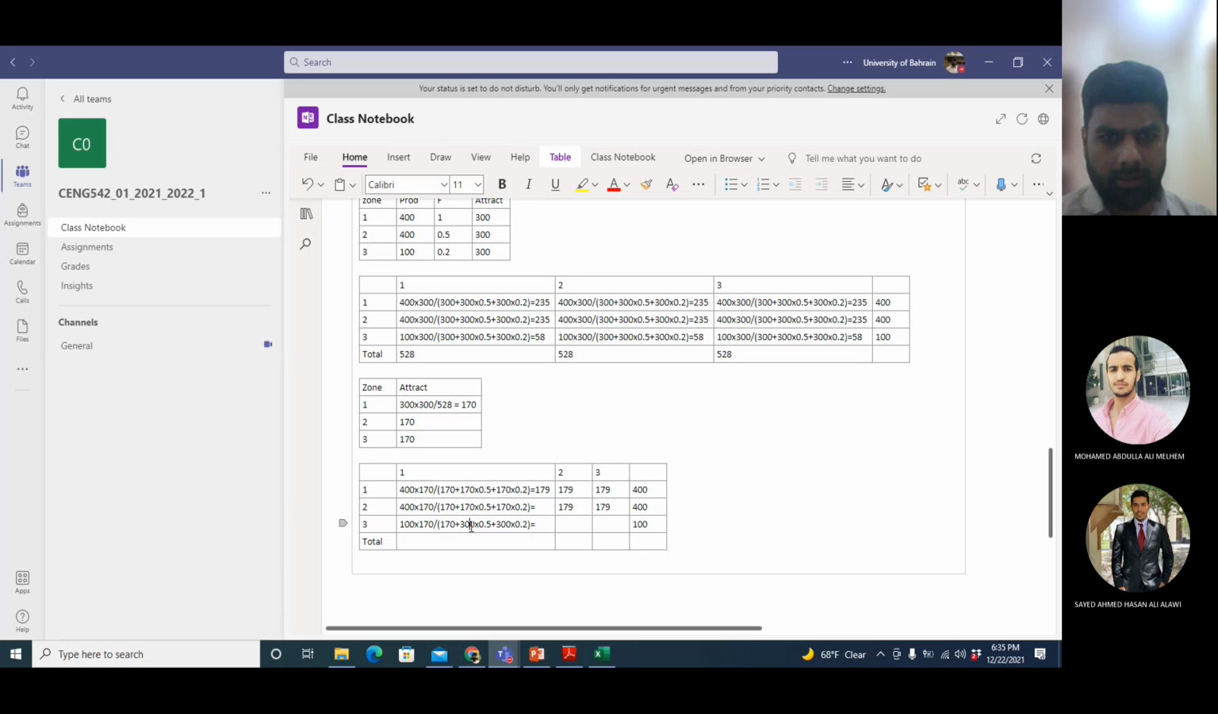And what about this one? 44.7, so 45. So this is 179 and this is 45. How much is the total? 403. Then 300 into 1, 300 into 0.5 and 0.2. Same.